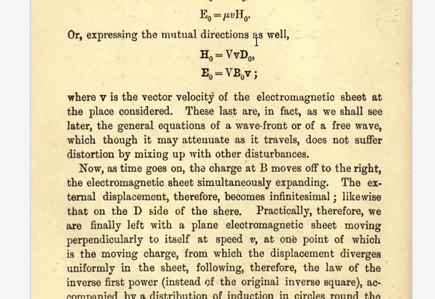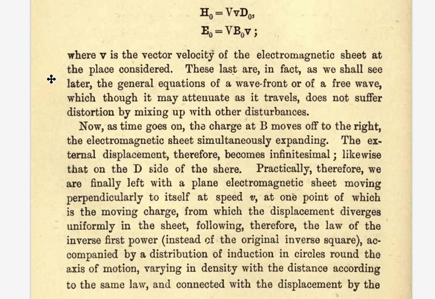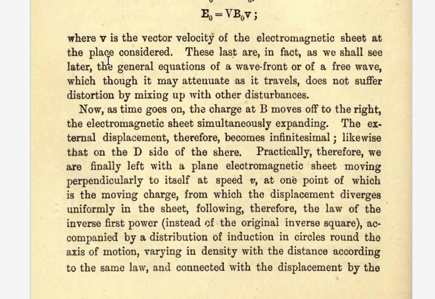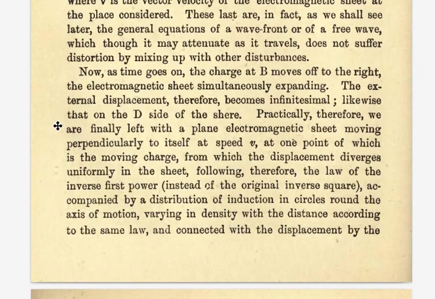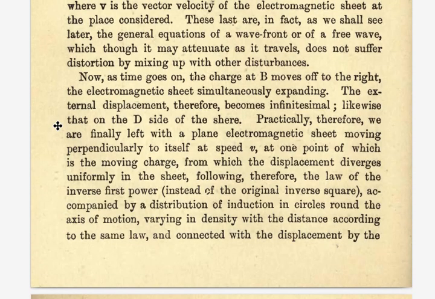Or, expressing the mutual directions as well, H0 equals the vector product VD0, E0 equals the vector product B0V, where V is the vector velocity of the electromagnetic sheet at the place considered. These last are, in fact, as we shall see later, the general equations of a wave front or of a free wave, which though it may attenuate as it travels, does not suffer distortion by mixing up with other disturbances.